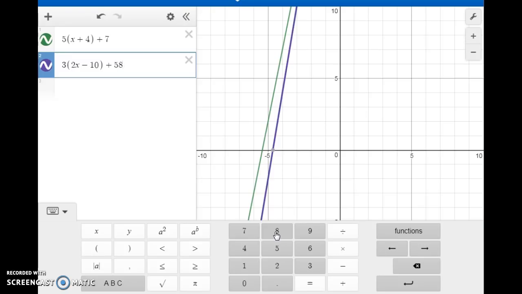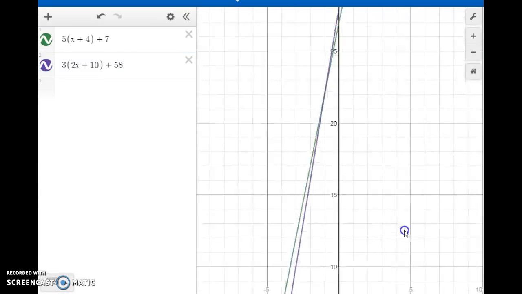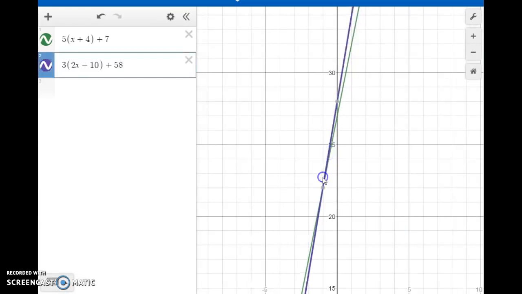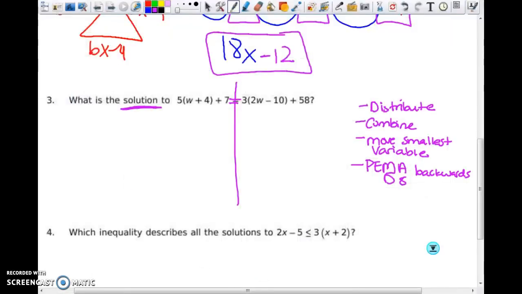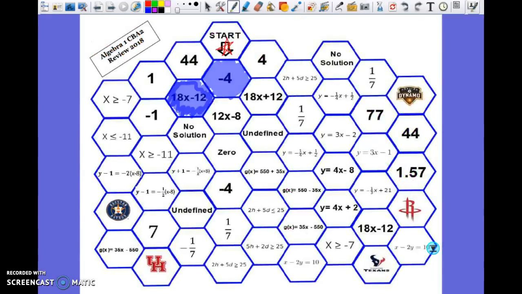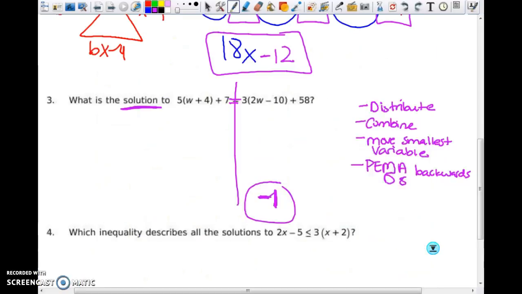All right, and again, we're looking for where they cross, where they intersect, so you have to zoom out. Right here, I found it, where my x is equal to negative 1. It's always the x value. Remember, it's x comma y. So the w is equal to negative 1 would be my answer. All right, so looking here, where are you going to bubble? Just look at your options, bubble it in, and keep going.